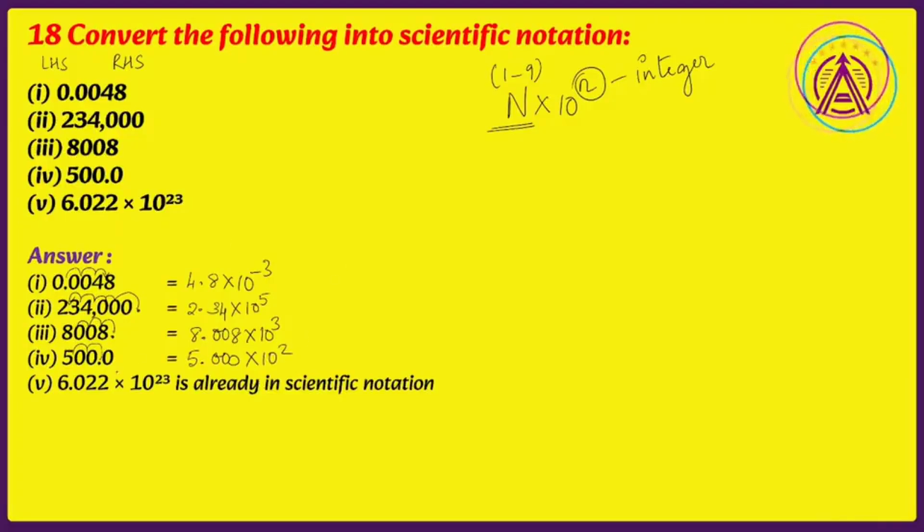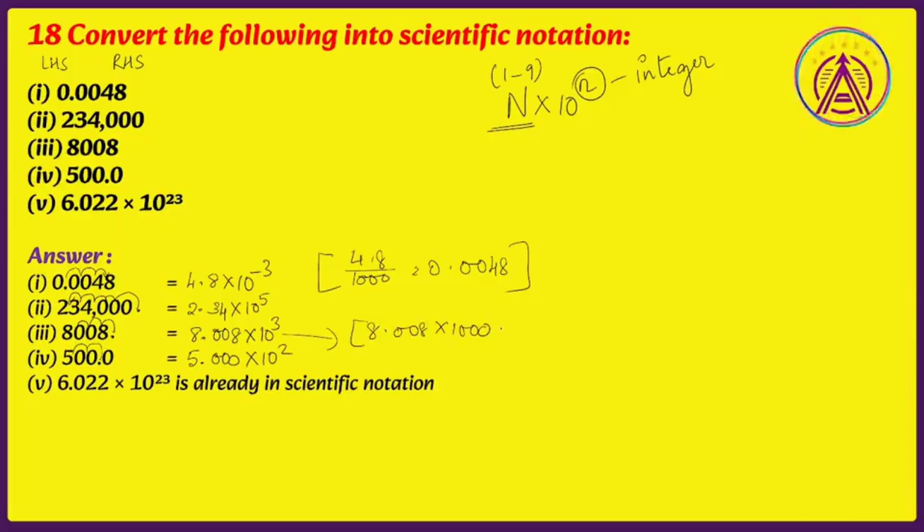Okay, so remember, whenever I have moved it to the left hand side, I have taken that positive integer. When I move it to the right hand side, it basically means I'm dividing it. So here you can see it in this way. 10 power minus 3 means I'm dividing by 1000. So 4.8 divided by 1000 will give me 0.0048. 10 power 3 in this case means I'm multiplying. So it is 8.008 into 1000, which is 8008.